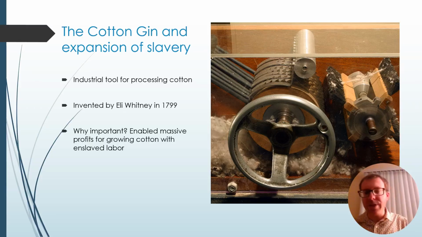So one very important invention that I'm sure you've heard of in your high school history classes is the cotton gin. The cotton gin was invented by Eli Whitney in 1799. And it was a machine, a tool for processing cotton. And why is this such a big deal?